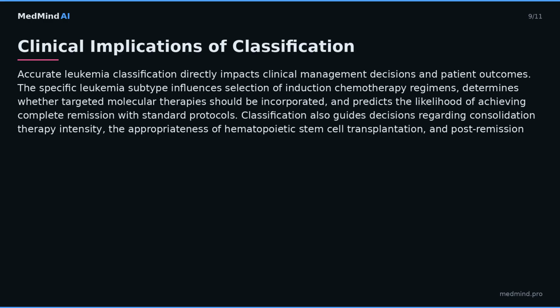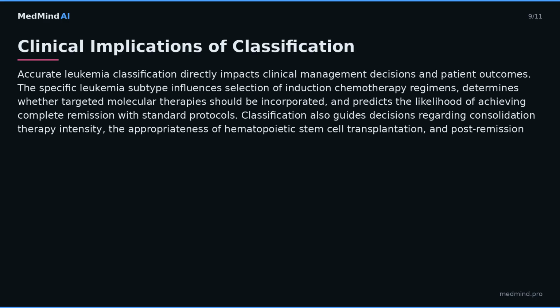Clinical implications of classification. Accurate leukemia classification directly impacts clinical management decisions and patient outcomes. The specific leukemia subtype influences selection of induction chemotherapy regimens, determines whether targeted molecular therapies should be incorporated, and predicts the likelihood of achieving complete remission with standard protocols.